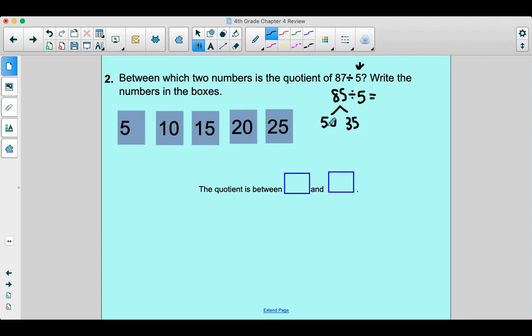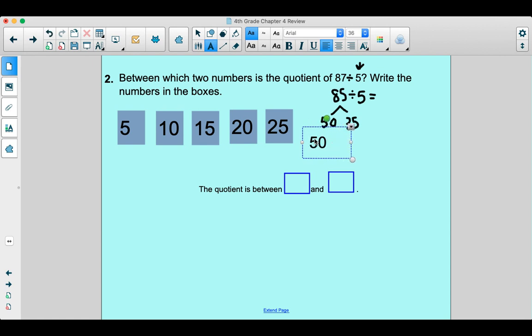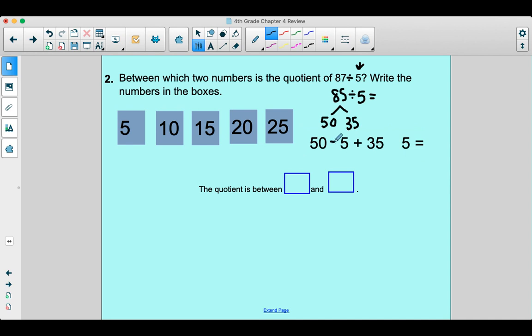So we've got 50 divided by 5 and 35 divided by 5 now. All right, so I'm going to do 50 divided by 5, and then I'm going to do 35 divided by 5, and I'm going to get that answer. So let's see. I got to put my division signs in here. There we go. Okay, 50 divided by 5 is 10. And 35 divided by 5 is 7. So the answer to that is 17.